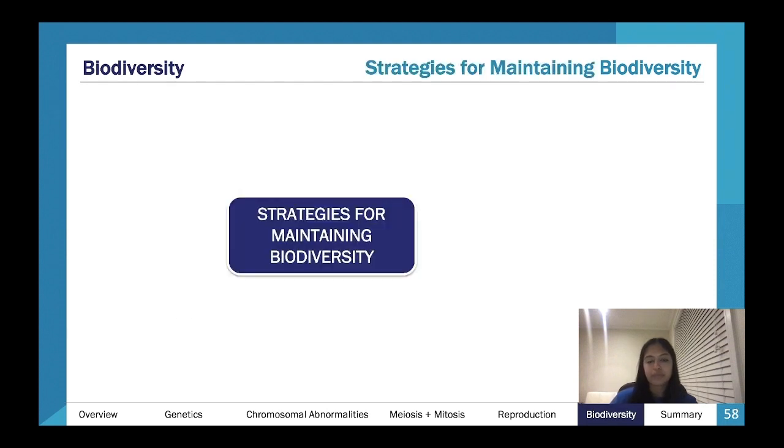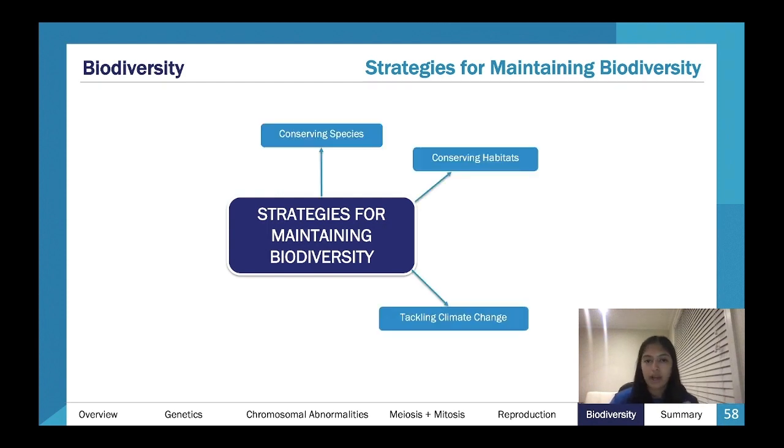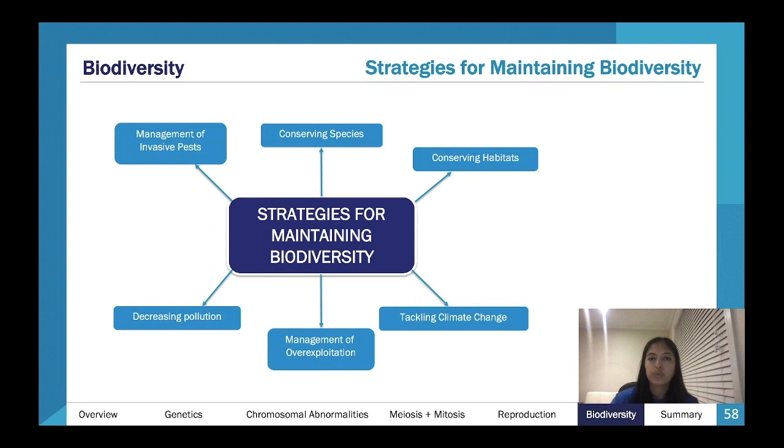Yeah. Okay, so strategies for maintaining biodiversity. I'm sure you're all aware of this idea of declining biodiversity and ways to improve and maintain that. So this idea of tackling climate change, obviously with climate change, you're seeing decreased habitats, you're seeing destruction of environments, and obviously that negative consequence on plants and animals.